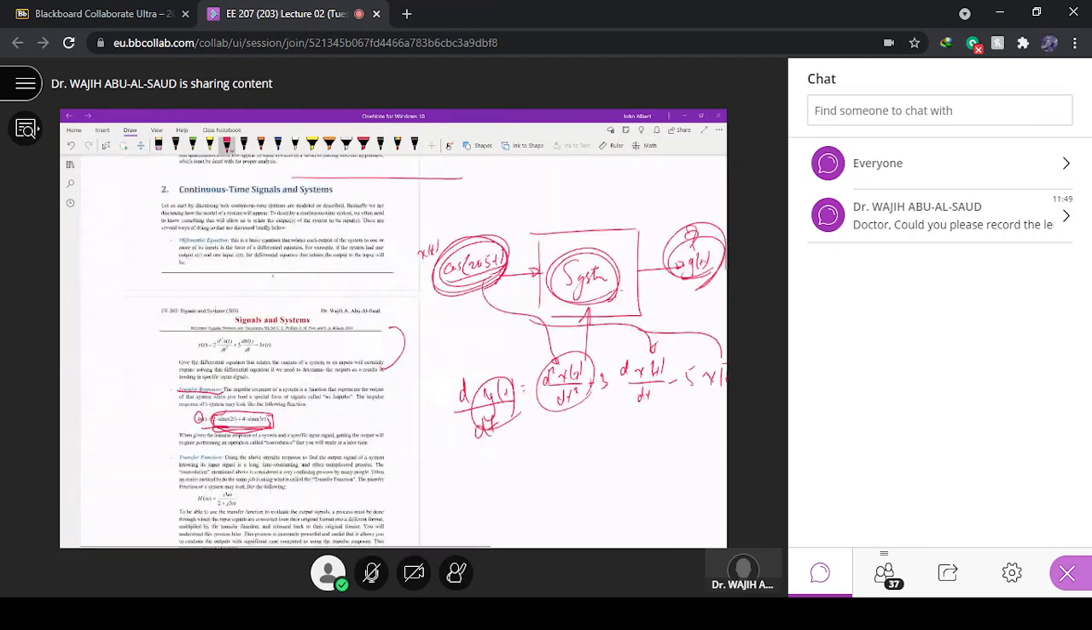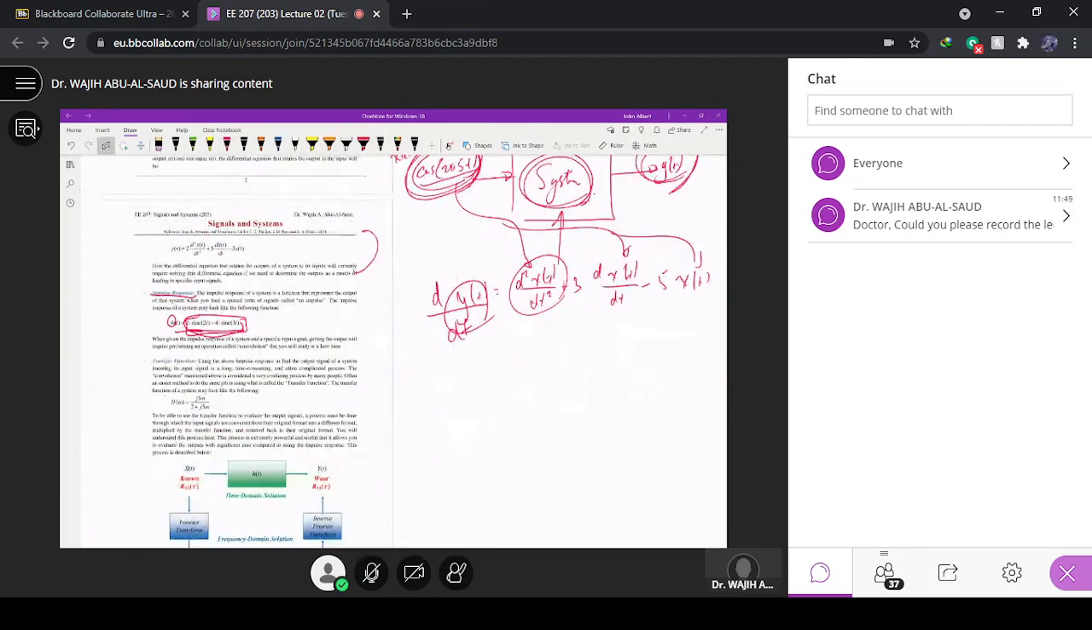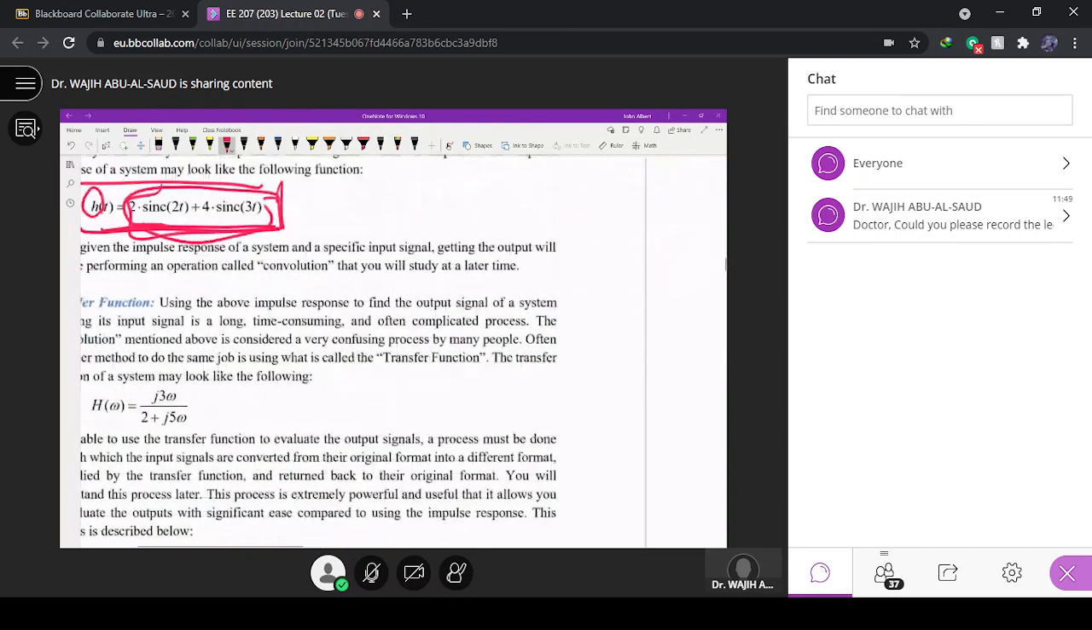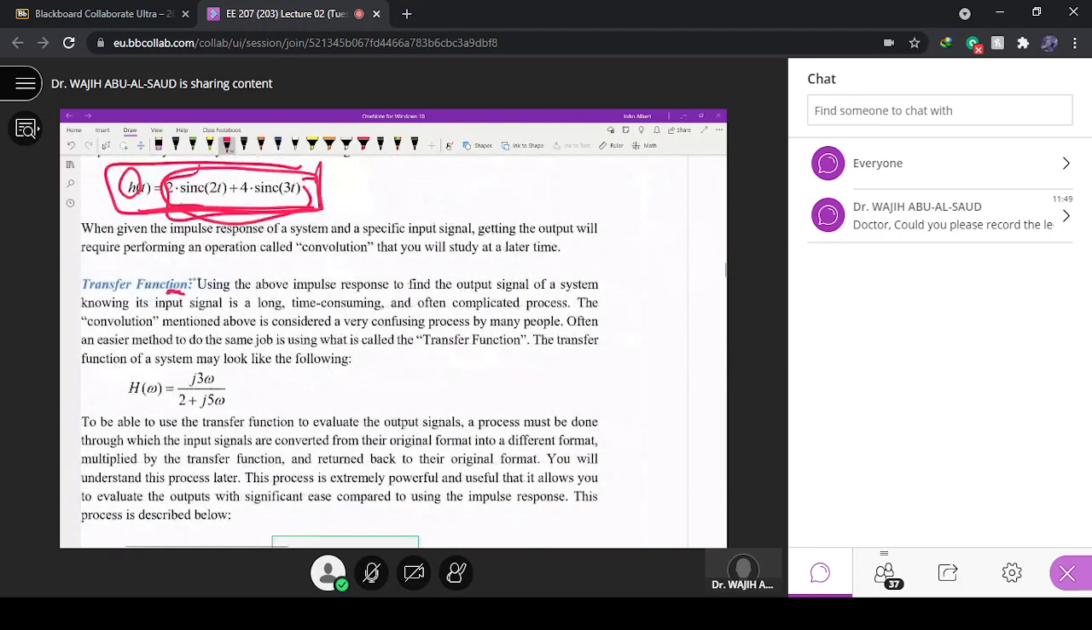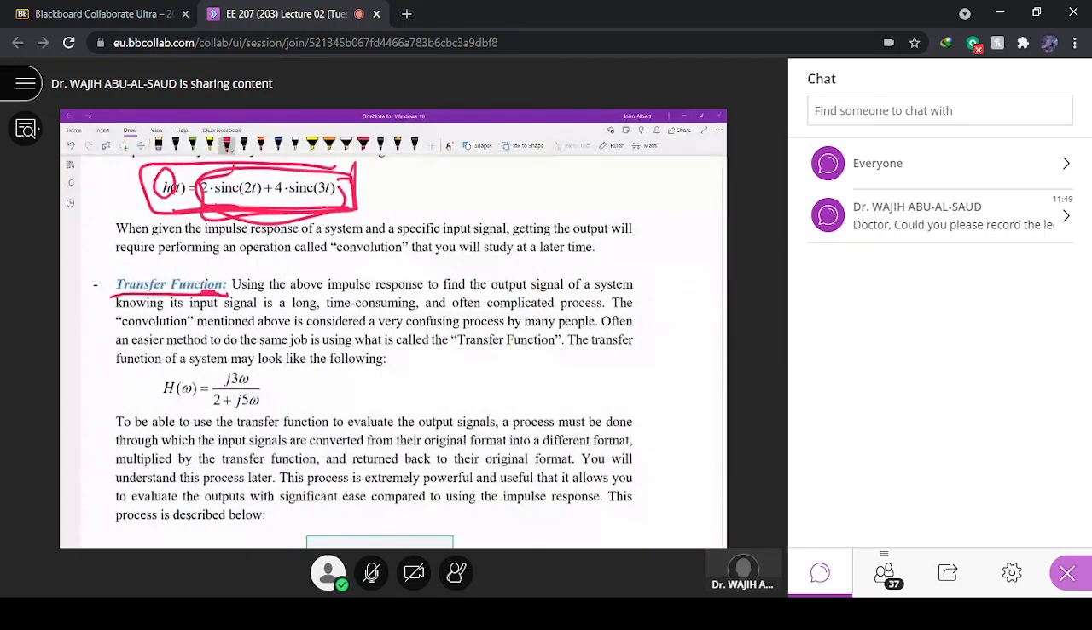But nevertheless, this is one way of finding the output of a system: to use the impulse response. Now, another way is not to use the impulse response, but to use something called the transfer function. The transfer function is related to the impulse response of the system. In fact, if you know the impulse response, you can find the transfer function. If you know the transfer function, you can find the impulse response.